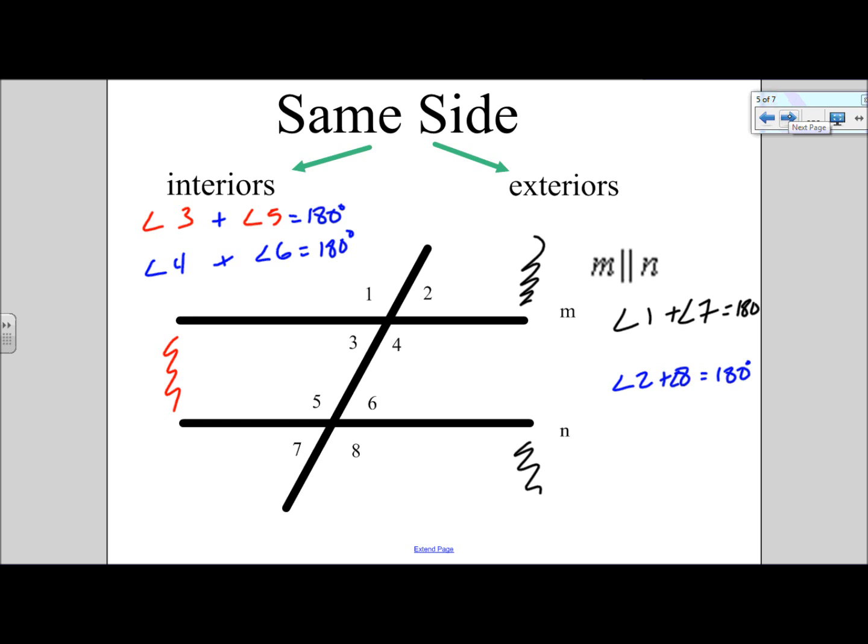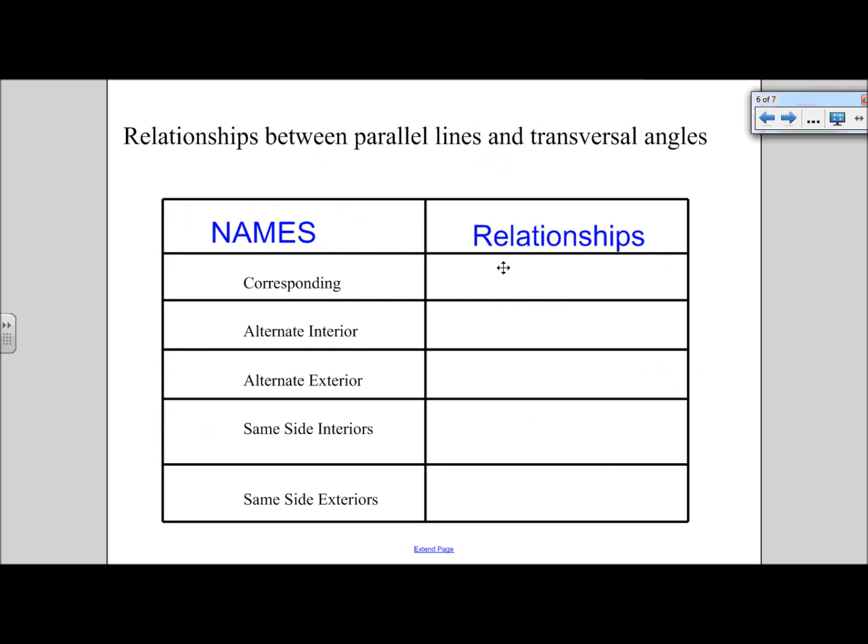As a recap, if you like nice gridded recaps, corresponding angles, again, are in the same spot. The relationship is that they are congruent. Alternate interiors, congruent. Alternate exteriors, congruent. So notice the word alternate. We use alternate interiors quite a lot. I don't know, it just happens to be in a lot of problems. Congruent. Same side interiors, if it has the word same side, supplementary. Okay, those two are going to be supplementary.